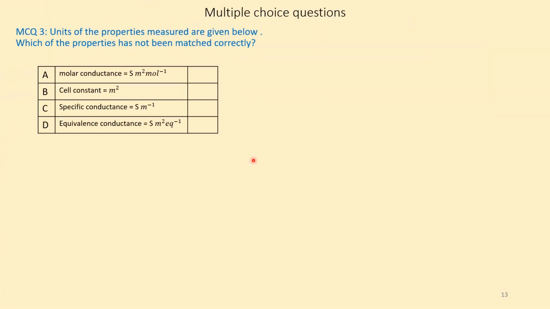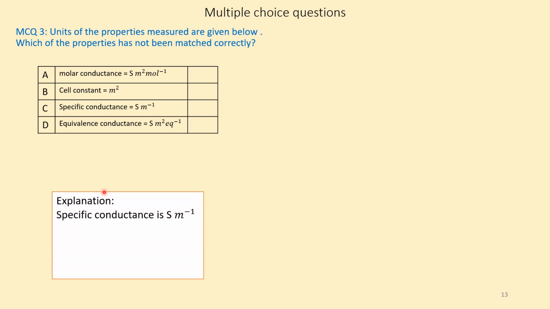Question number 3. Units of the properties measured are given below. Which properties has not been met correctly? So you please study it. Four options are given and you have to remember that specific conductance is Siemens per meter, and this is given in option C.